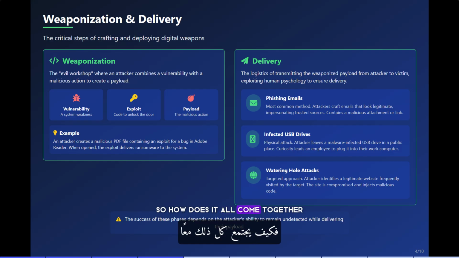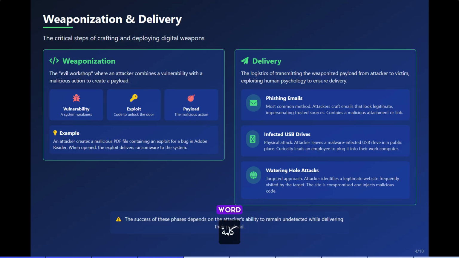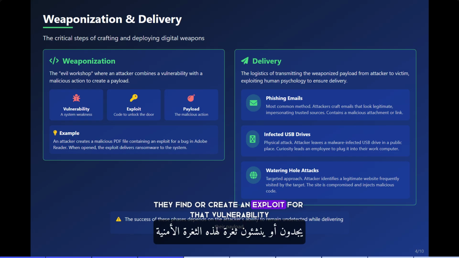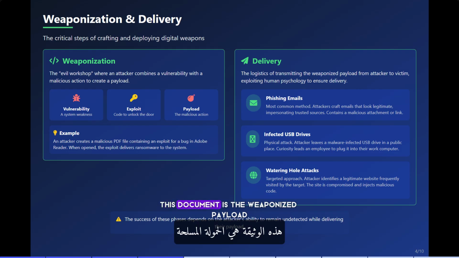So how does it all come together? Imagine an attacker discovers a target is using a vulnerable version of Microsoft Word. They find or create an exploit for that vulnerability. They want to steal passwords, so they choose a keylogger, which is a type of malware. They then combine the exploit and the keylogger into a single malicious Word document. This document is the weaponized payload.